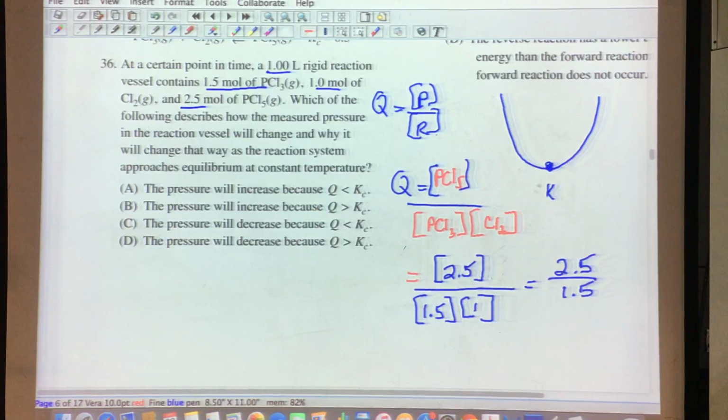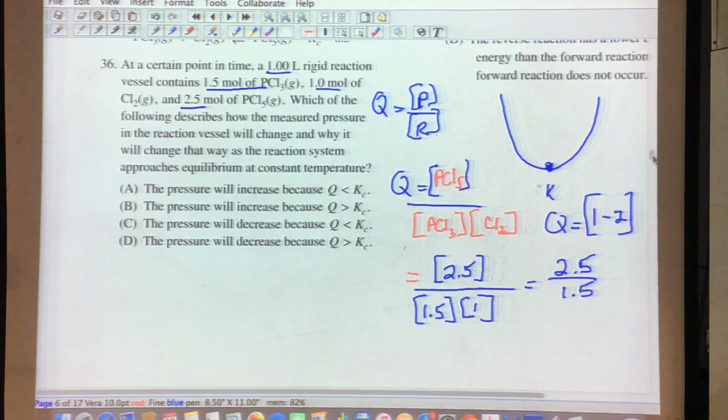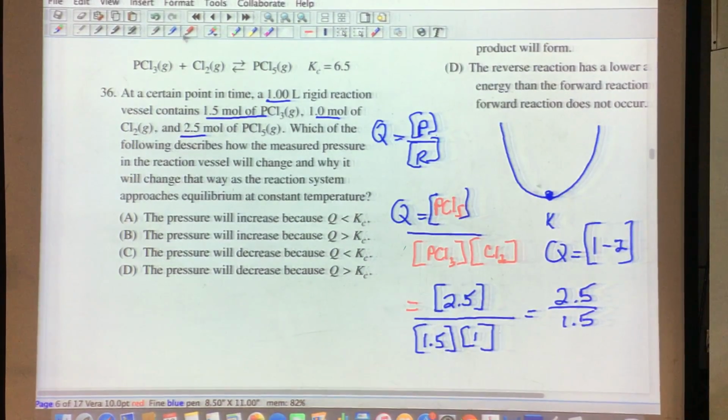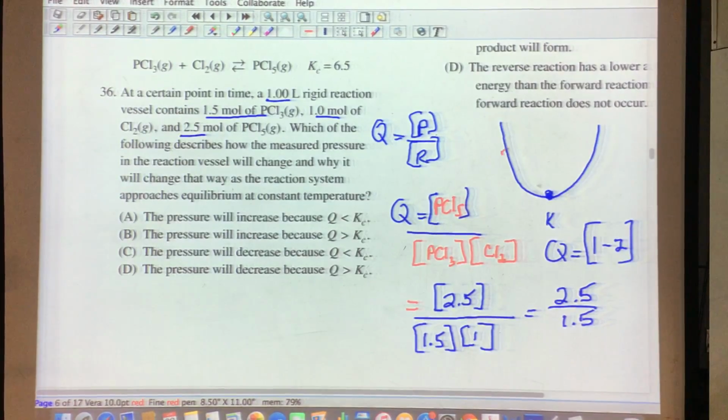By the way, if this was 2, wouldn't this be what, 3? Right, so the Q, by estimation, is some number between 1 and 3, or really 1 and 2. Somewhere between 1 and 2. I can do the math. So the Q is some number between 1 and 2. What's the K? 6.5. So the Q is some number between 1 and 2, which is what? Q is less than K. It's going to go forward.